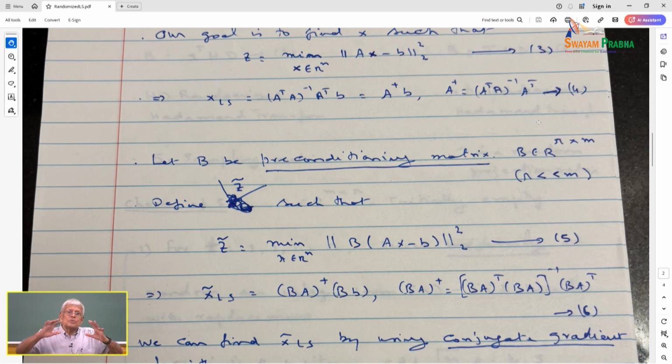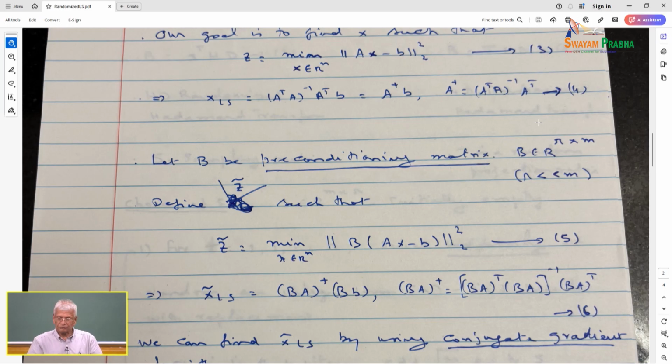Now, in trying to solve this least square problem in a randomized fashion, I am going to introduce the notion of what is called a preconditioning matrix B. Let B be an r by m matrix, where r is much less than m. What is m? m is the number of rows of A. What is n? n is the number of columns of A. What is r? r is the number of rows of B, the preconditioning matrix. So, when I multiply B by A, I am going to get an r by n matrix. The r by n matrix has a smaller row dimension compared to A.